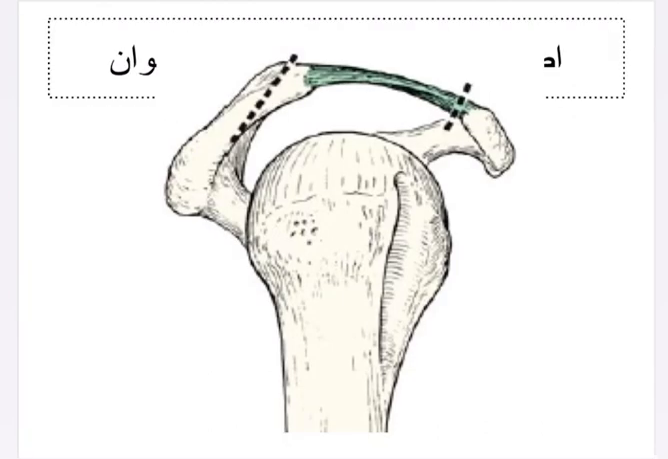What is acromioplasty? Acromioplasty is excision of coracoacromial ligament plus excision of part of acromion, which is the anterior-inferior part of acromion. By this excision, we give space for supraspinatus tendon to move freely to avoid impingement and tendinitis.